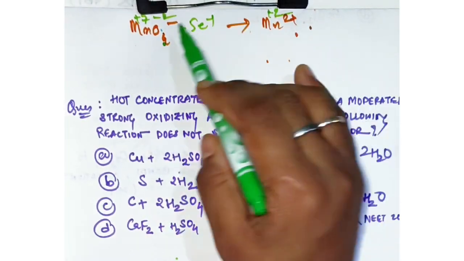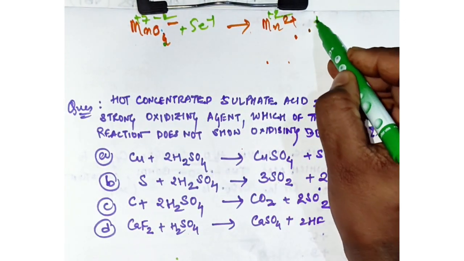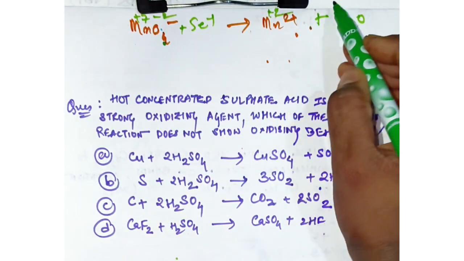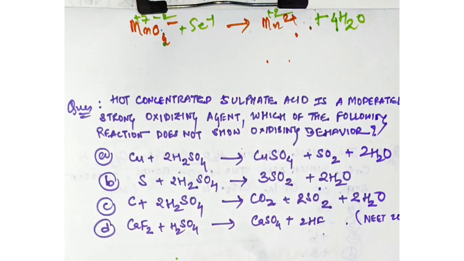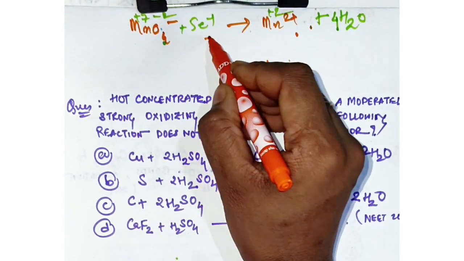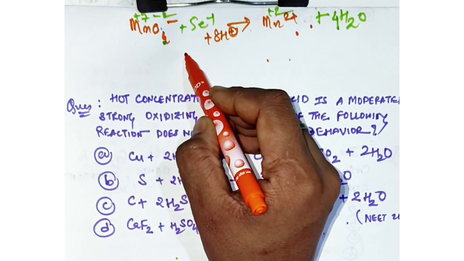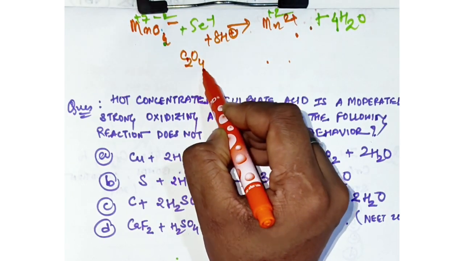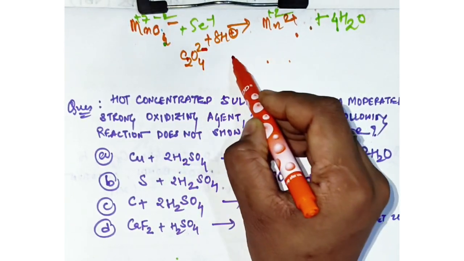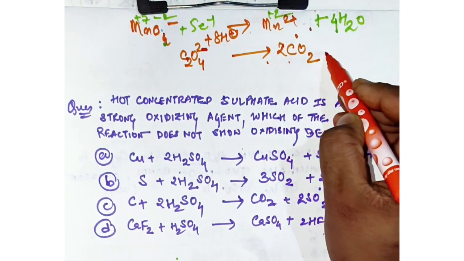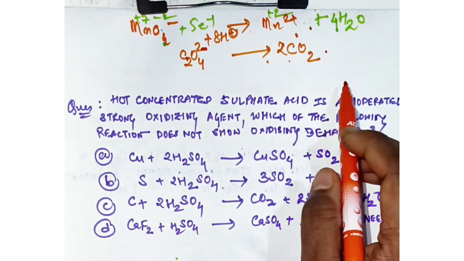So which side oxygen is less? This side oxygen is less. So you have to add water molecule this side. And how many water molecule? How many oxygen? 4 oxygen. So 4 water molecule. So how many hydrogen now? 8 H plus. Okay, so again write the other half reaction, that is your C2O4 2- gives twice CO2. Okay, twice CO2. So this is the other half reaction.